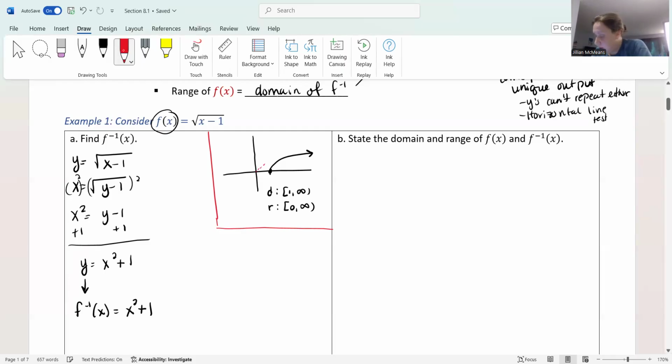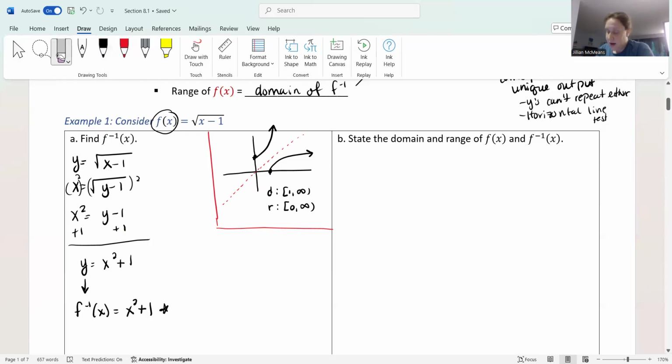So let's say this is the line y equals x. Well, if I were to reflect this, I basically just take each ordered pair and I swap my x's and my y's. So that tells me I would get a graph that looked like this. Well, that certainly doesn't look like a parabola, but this down here is definitely the graph of a parabola. So what do we do with that? Well, we basically have to say this is our inverse, but there's a condition on it. And the condition on it is it's only good from 0 to infinity on the x-axis.